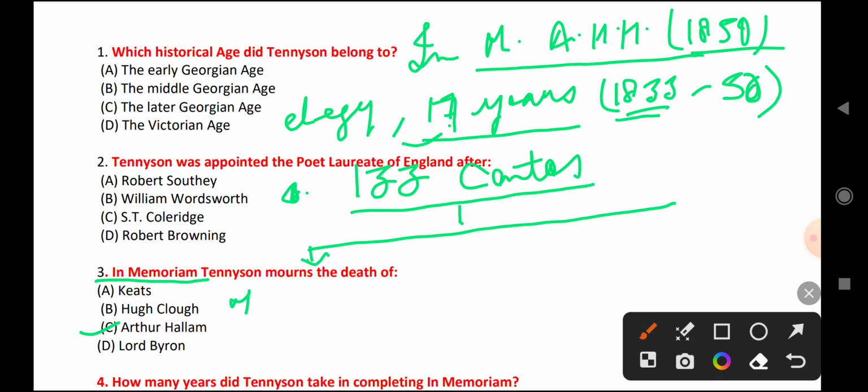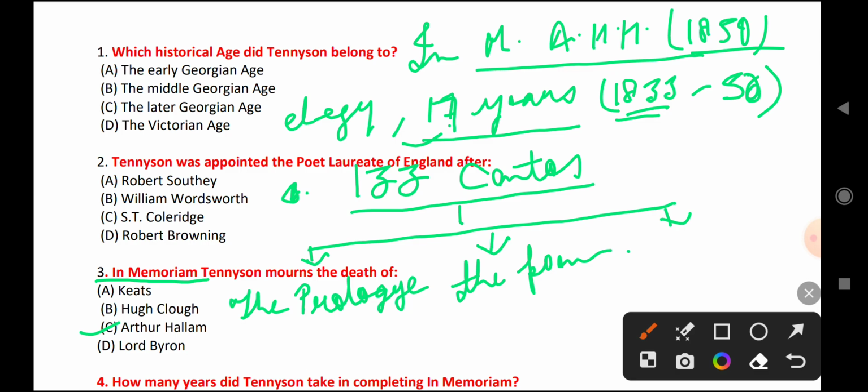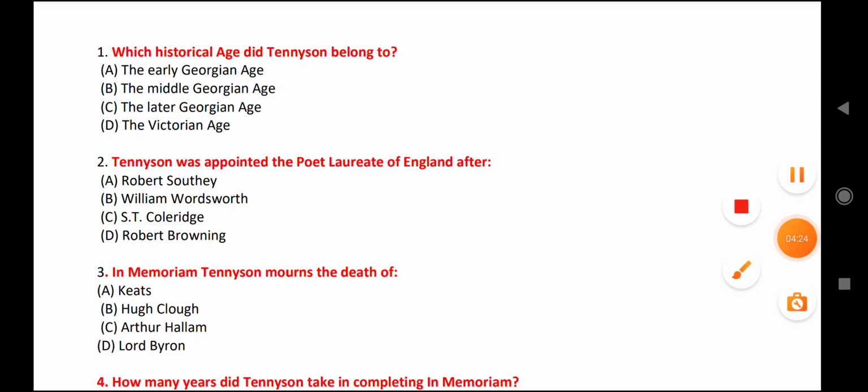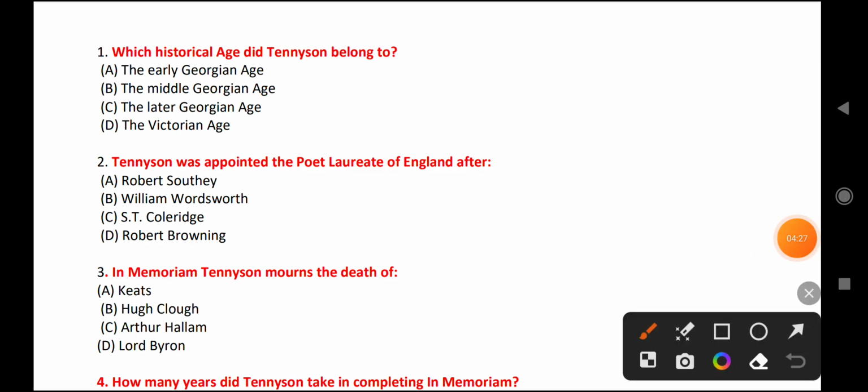First is the prologue. Prologue is the introduction of any work. Second is the poem. And third is the epilogue. Now the next important question is, the epilogue ends with an epithalamion. The epilogue of In Memoriam ends with an epithalamion.